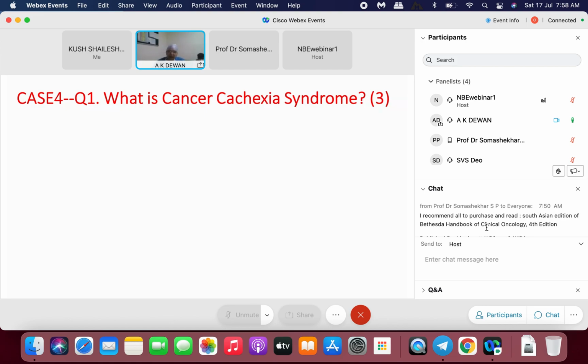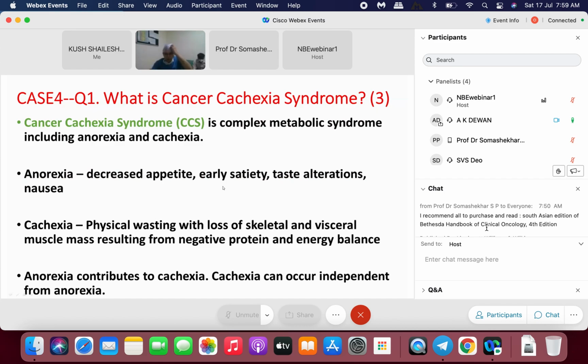This is the next case scenario. You may be given a direct question. For example, I am giving a question like, what is cancer cachexia syndrome? This is of 3 marks, out of 8. So you may write your definition, whatever you remember.